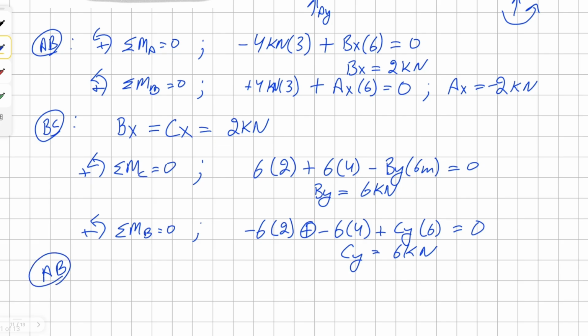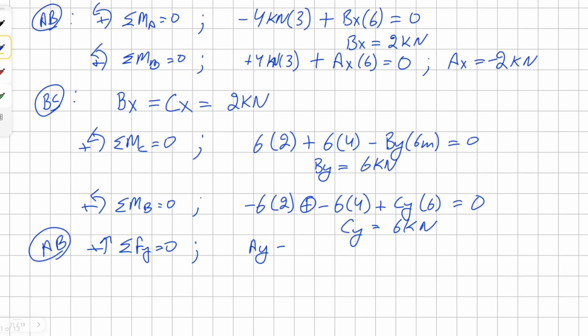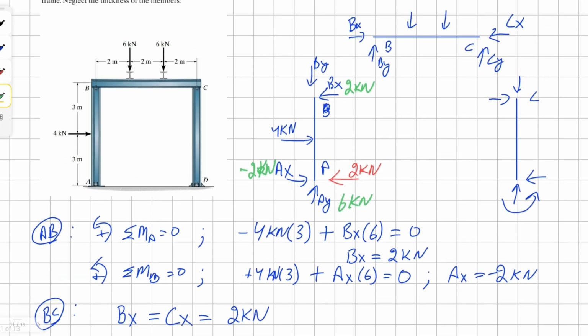Going back to member AB and summing the forces in the vertical direction, I should be able to find the value of the vertical component of point A. So vertical point A we are assuming as positive, and the vertical component for B we were assuming negative, which is 6 in this case. Solving for AY, we get 6 kilonewton as our answer, and it's positive. So therefore, we did assume the right direction for our vector. This is 6 kilonewton.